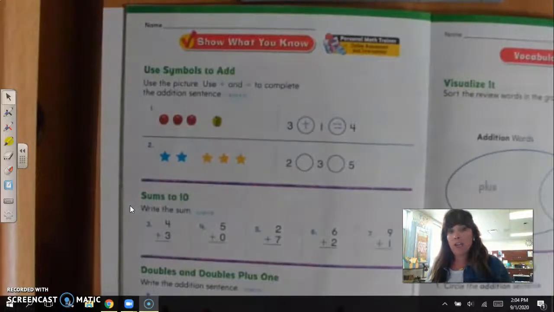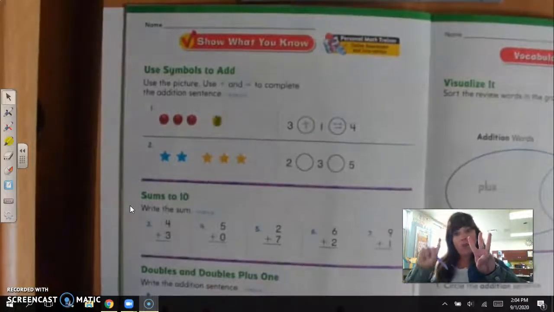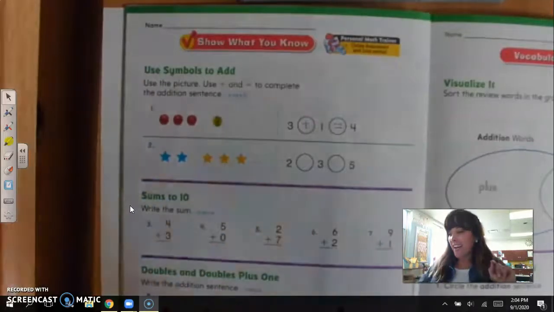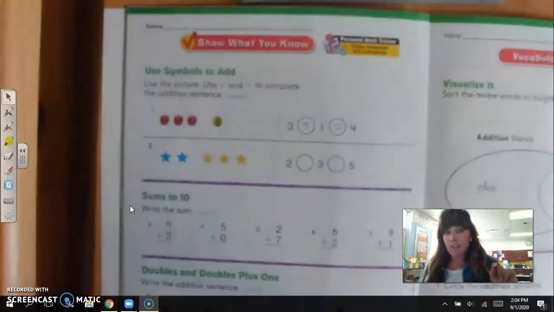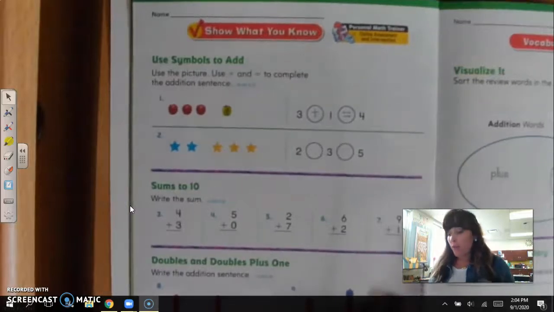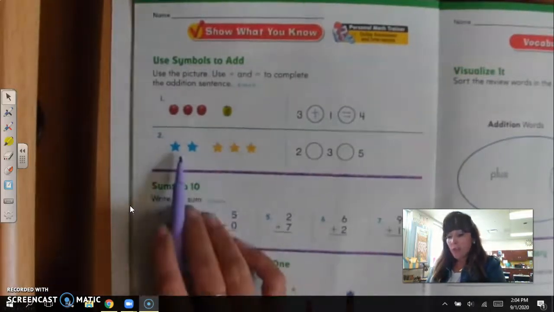Is that right? Let's check it. 3 plus 1 equals 4. All right, we got it. Let's see if I can make this a little bit less fuzzy for you. That didn't help too much, did it? We'll keep on going. Okay, then let's go to number 2.